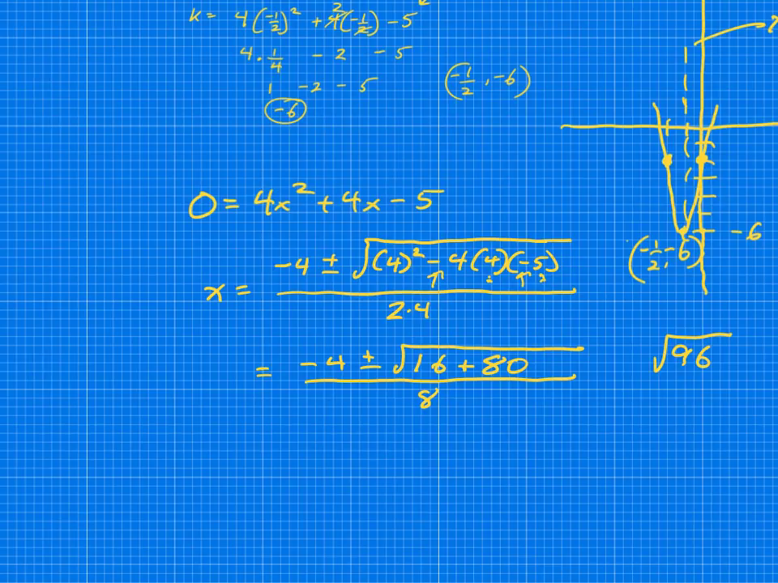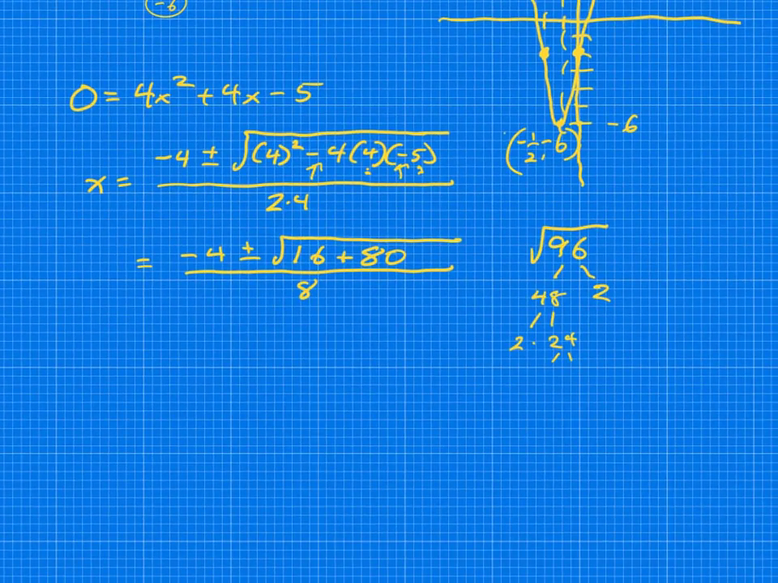And can we simplify the 96? Likely so. Let's go ahead and do it by prime factoring. Get 48 times 2, 2 times 24, and 8 times 3, and 2 times 2 times 4, and then 2 times 2. So got 2 2's here, 2 2's here, and a lonely 2 and a lonely 3.